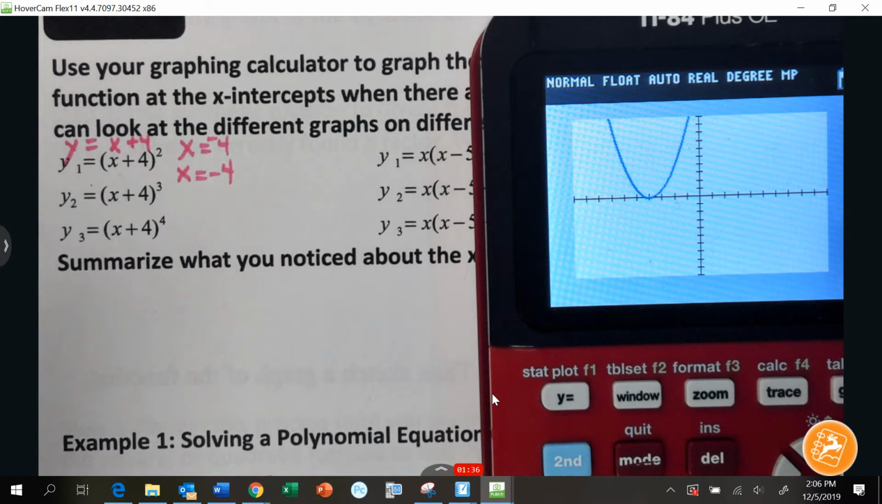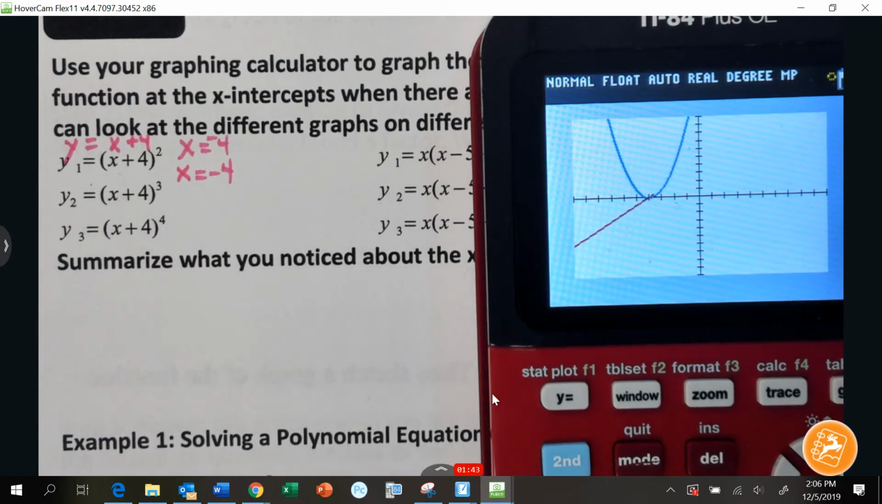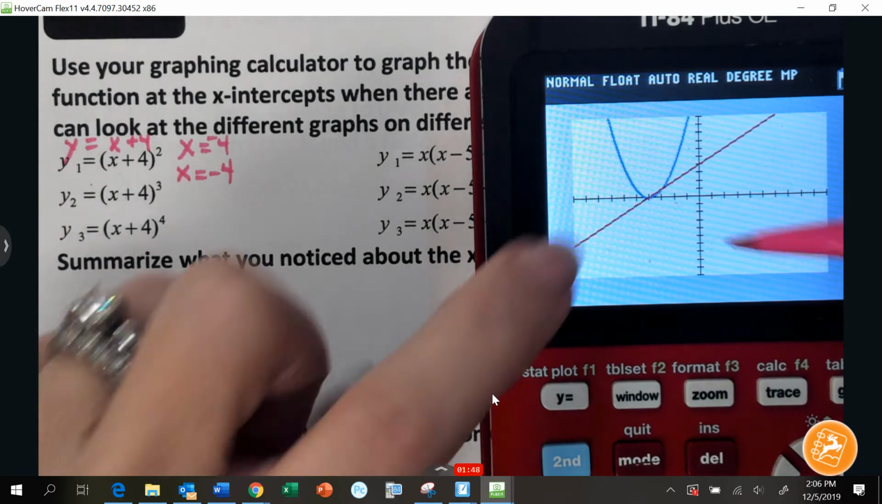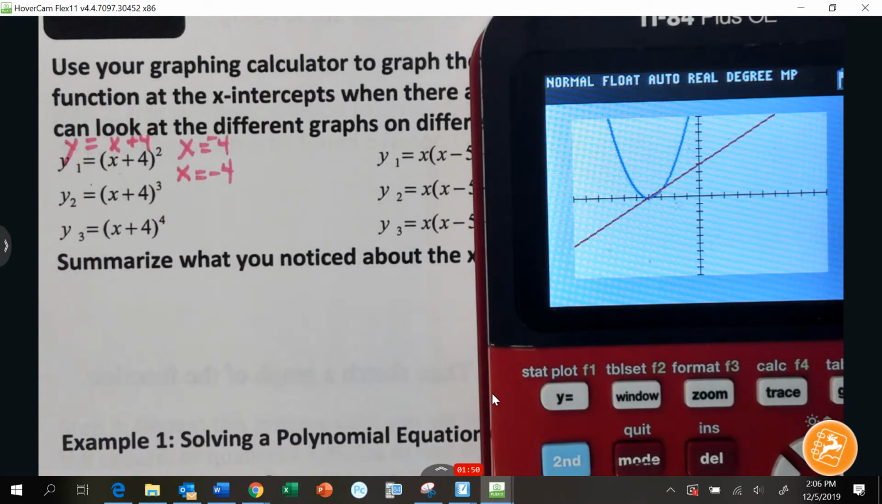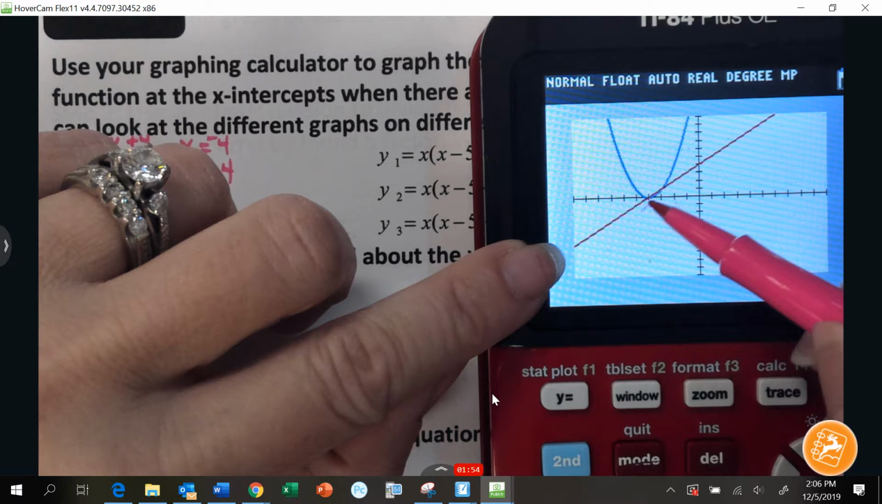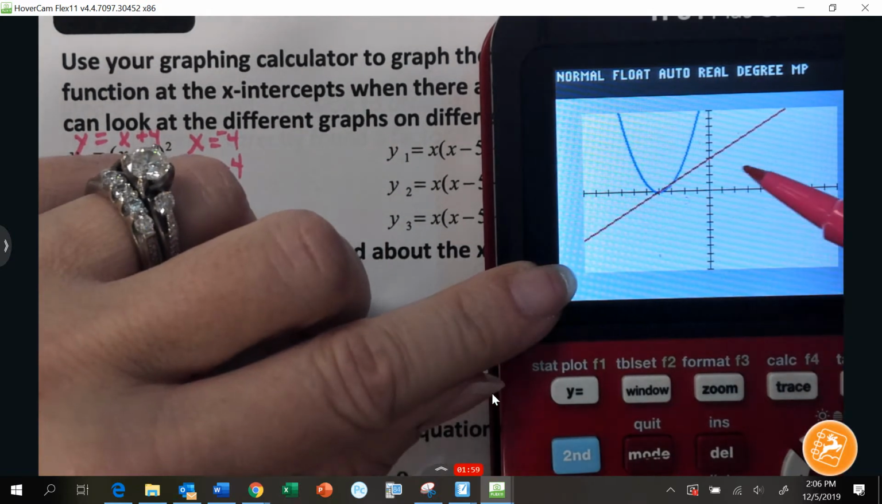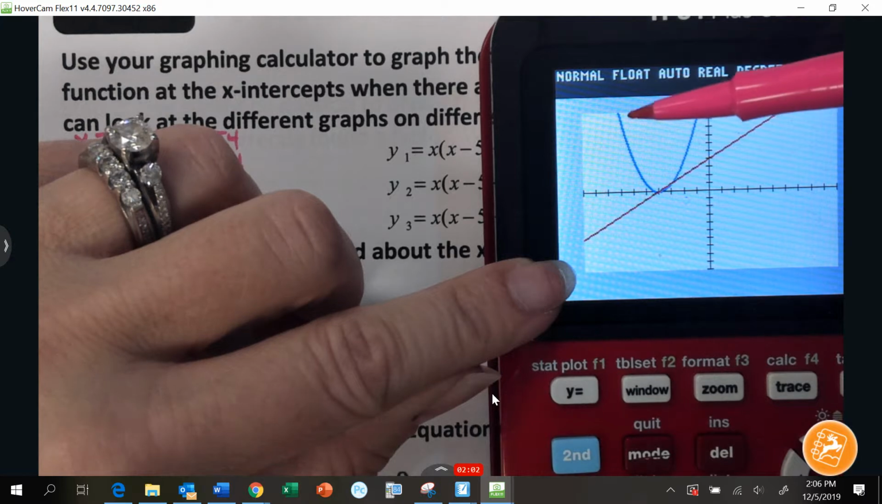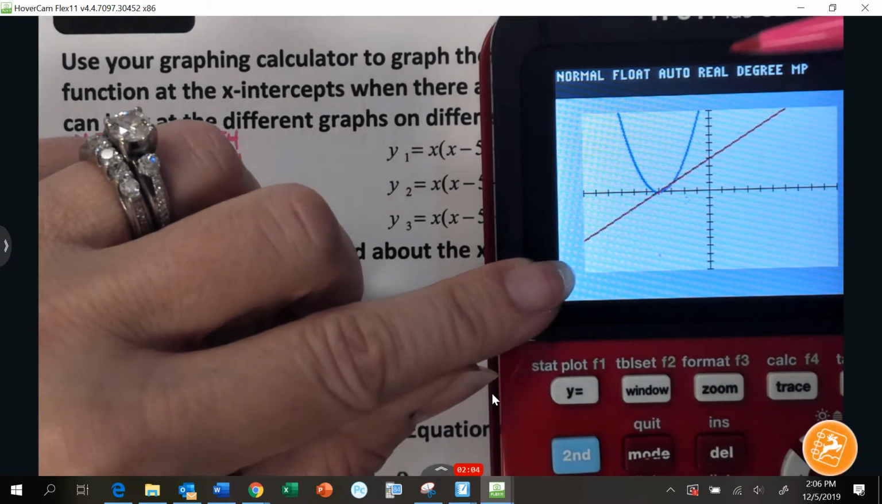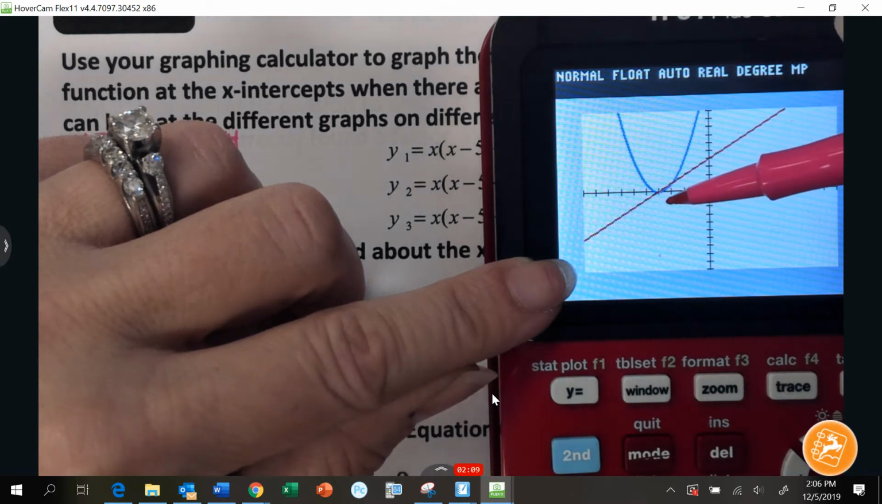However, the different pictures, you don't have to put in the original one, you can just look at mine. When I had that line, and when I had the parabola, the behavior at -4 is different. The red one passes through -4. The blue one touches -4 and goes back up. Okay, so the behavior at -4 is different.